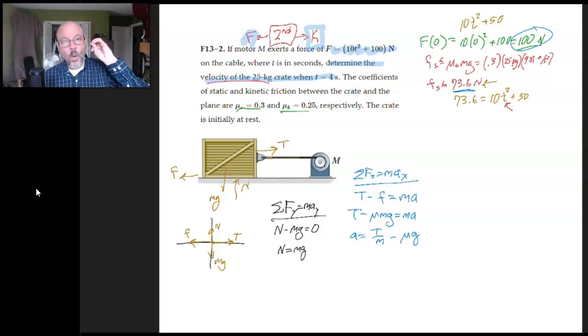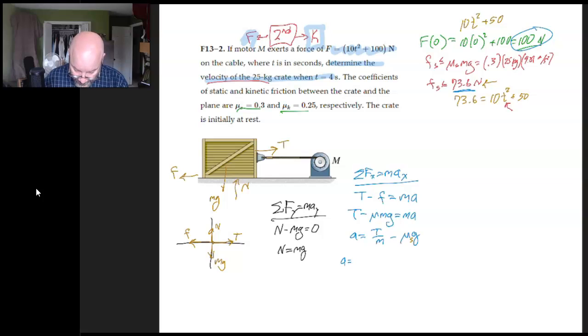And that'll come into play in just a little bit. So just hold on to that and know that for right now, we don't have to find that breakaway time, because the 100 newtons is plenty. It's moving right out of the gate. And so then we can come down here and say this is actually the static friction there.